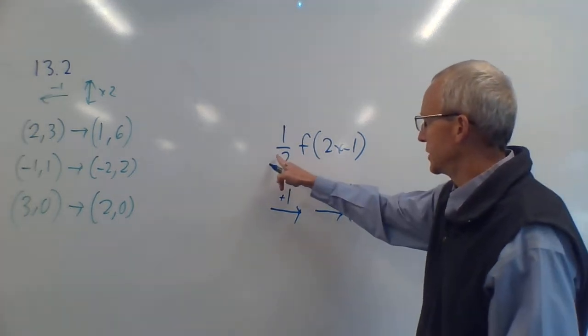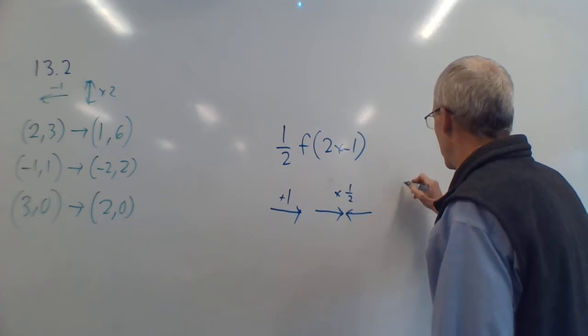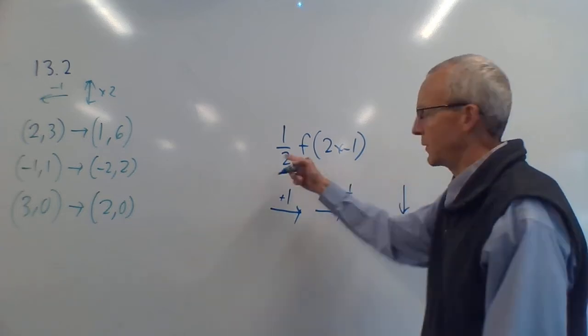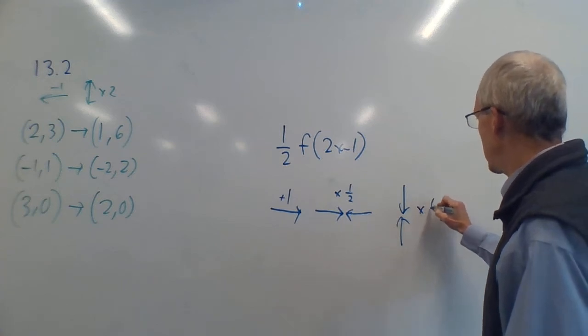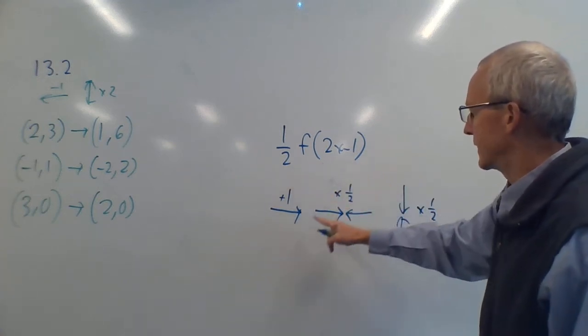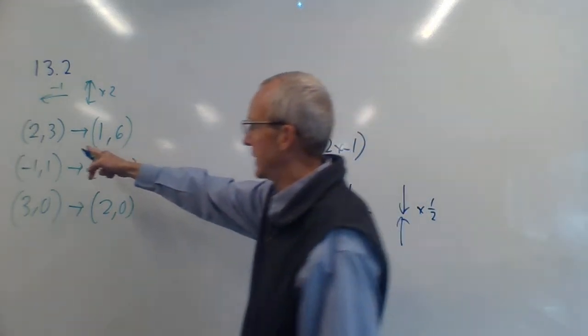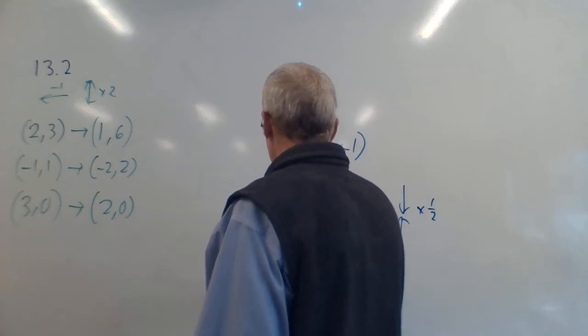Then in the y direction, we are multiplying it by 1/2 also. We're compressing it by 1/2. In the y direction, we make it 1/2 as big. So times 1/2 in the y direction also. So all our points, whatever they are, this is what we do. So let's look at one of them, like 2, comma 3. Okay, what happens to our point 2, comma 3?